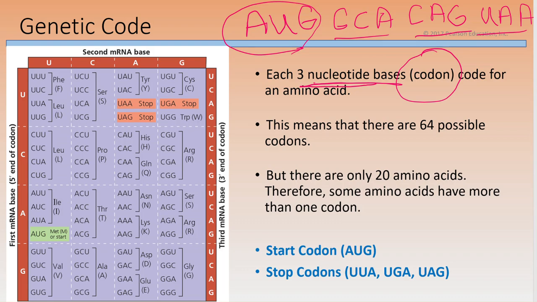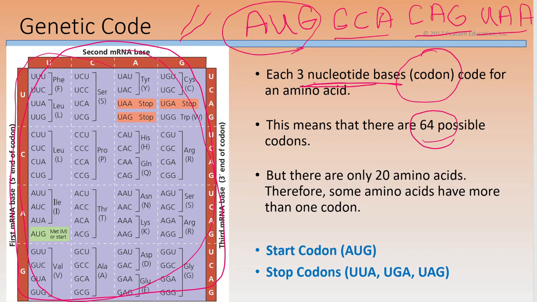Because there are 4 different nucleotides in RNA, A, U, G, C, right? That means that you have a possible 64 different codons. You can have AUG, GCA, CAG, UAA, UAG, UAU, etc., etc. So when you look at all the possible combinations of those 4 nucleotides, you end up with, as you see here, a total of 64 possible codons.